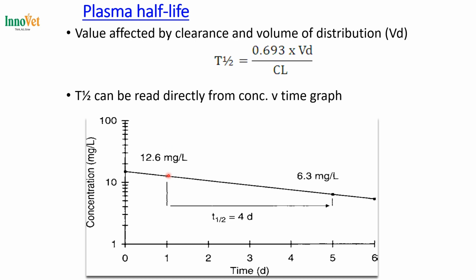From this graph, we see that if you administer 12.6 milligrams of a drug for the first day, the time taken for this 12.6 milligrams of the drug to become 6.3 milligrams of the drug, which is half of the 12.6, that time is the half-life. In other words, it is the time taken for the drug to become 50% in concentration.